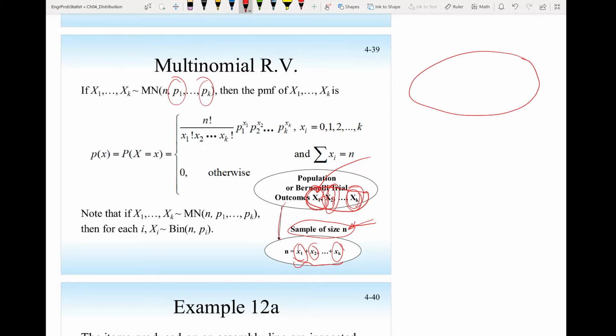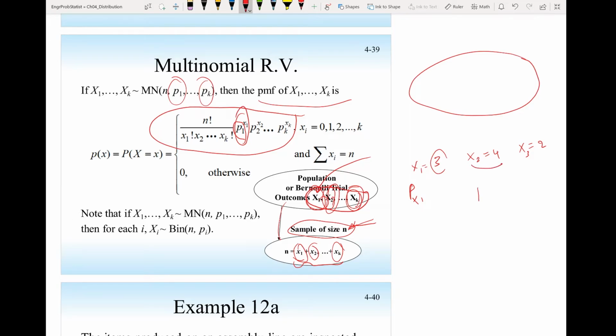And the answer to this is this one. That is the probability mass function of random variables x1, x2, x3 all the way to xk. If, for example, I have 3 x1, 4 x2, and 2 x3, then the probability of x1, which is this one, I will multiply 3 times because I have 3 of them. So that is the probability to the power of 3.